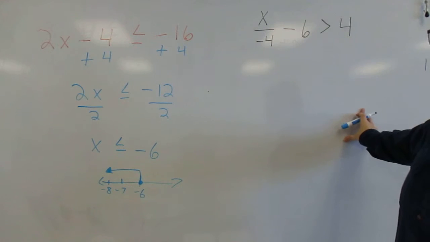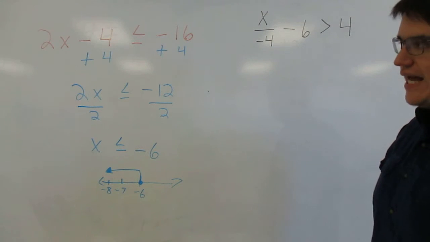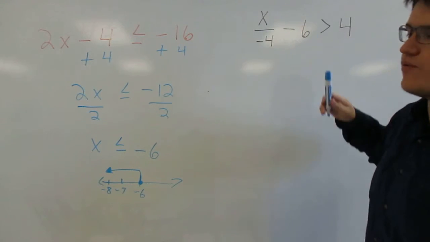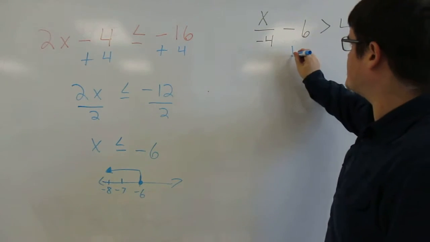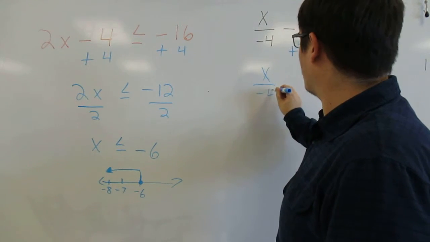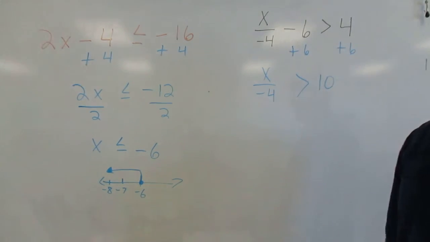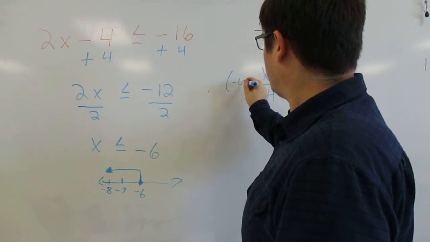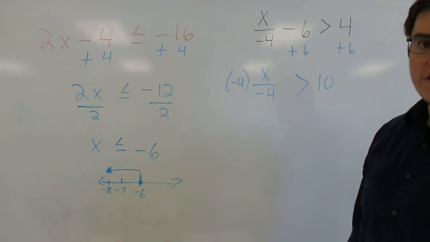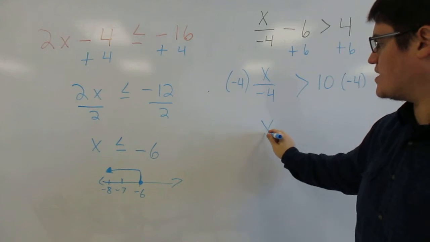A little bit scarier because we have a fraction, and all of us fear fractions. Sad. But same idea. Before we do any multiplication or division, let's get rid of that -6. So I'm going to add 6 to each side. So I have x divided by -4 is greater than 10. Now to get rid of the -4, I'm going to multiply each side by -4, because -4 divided by -4 gives us 1.